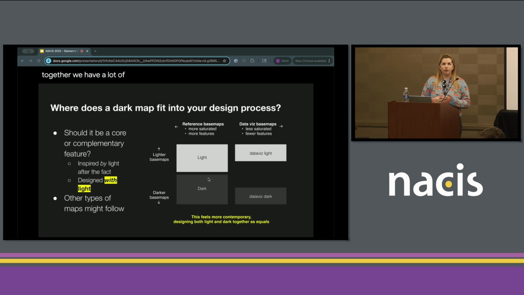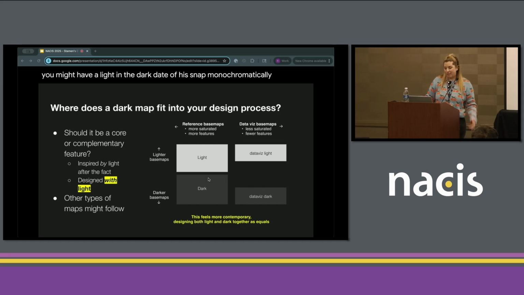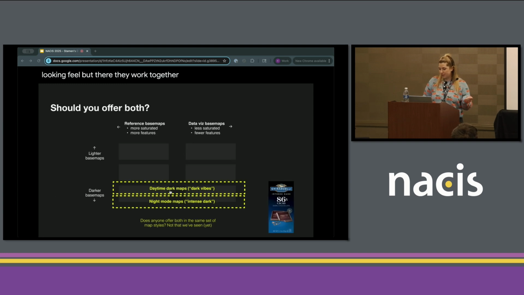We have a lot of clients for whom we design sets of maps, so a light and a dark standard, or more of a global reference-based map. And then you might have a light and a dark data viz map, monochromatic, that kind of thing. So it's nice to think about them as a whole system and not just dark is the dark version of light. It has its own independent look and feel. But they work together. We think people should offer both, and we don't really see this very often.